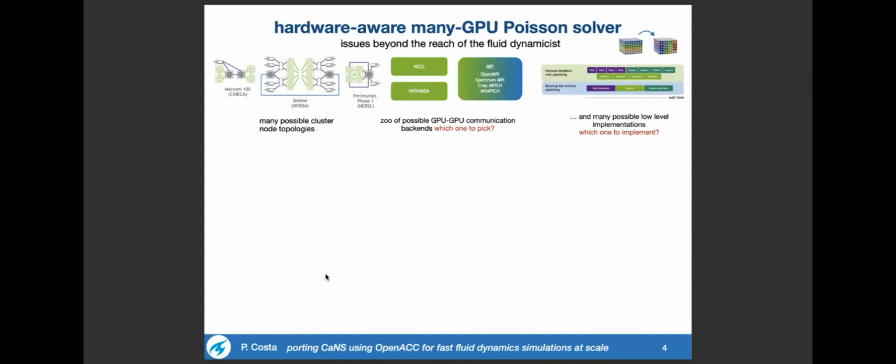And nowadays, even GPUs talk with each other in possibly different languages. There are many GPU communication backends. For NVIDIA, we have NCCL and NVSHMEM, in addition to our beloved MPI. And at the low level, there are also many possible approaches for implementing these transposes. So which one to pick? And with so many options, how can we be sure that we are exploiting the resources optimally?